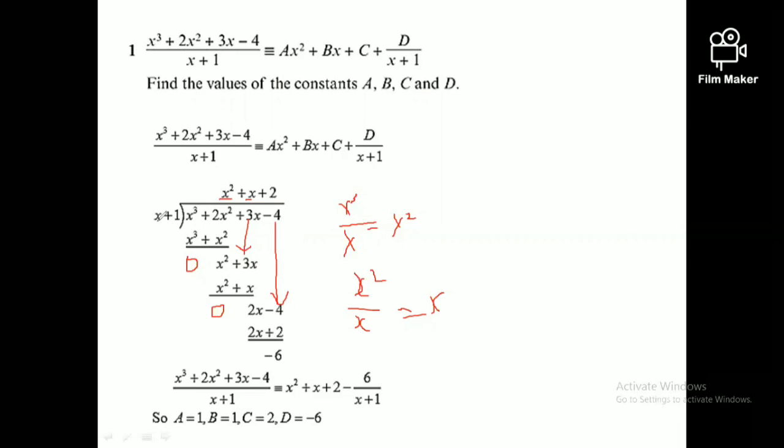Then see how many x terms there are for 2x. It is plus 2. 2 into x is 2x. 2 into 1 is 2. If you subtract, this is 0. Minus 4 minus 2 is minus 6. Therefore, the complete quotient is x squared plus x plus 2. Then the remainder is minus 6 over x plus 1, or you can write plus minus 6 over x plus 1. With that, a equals 1, b equals 1, c equals 2, and d equals minus 6. That is the way of obtaining the answer for this question.